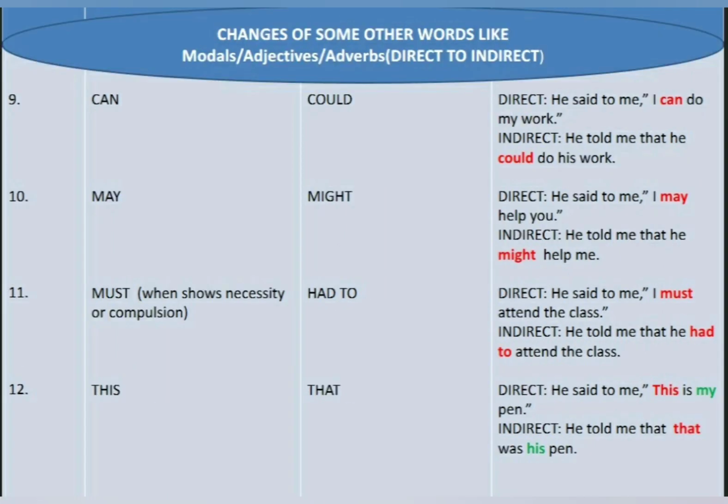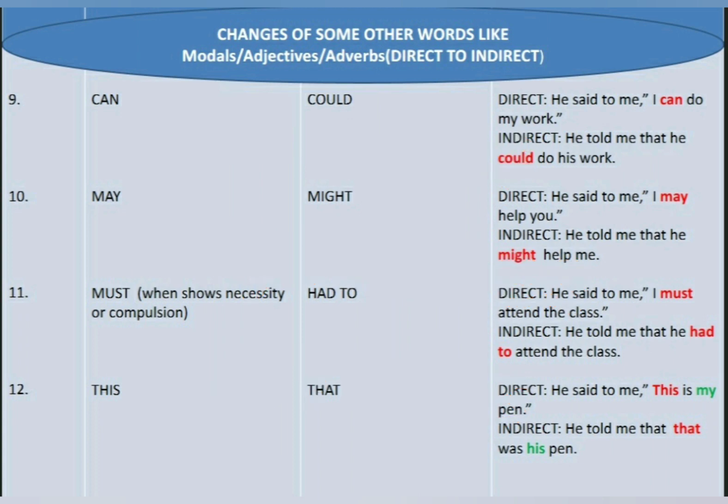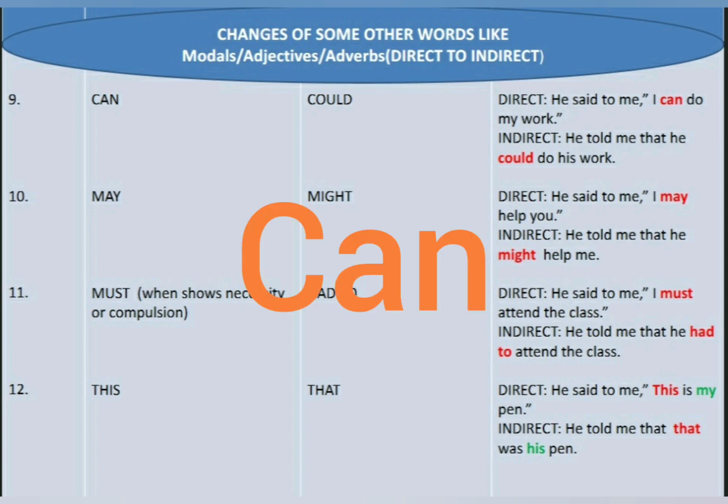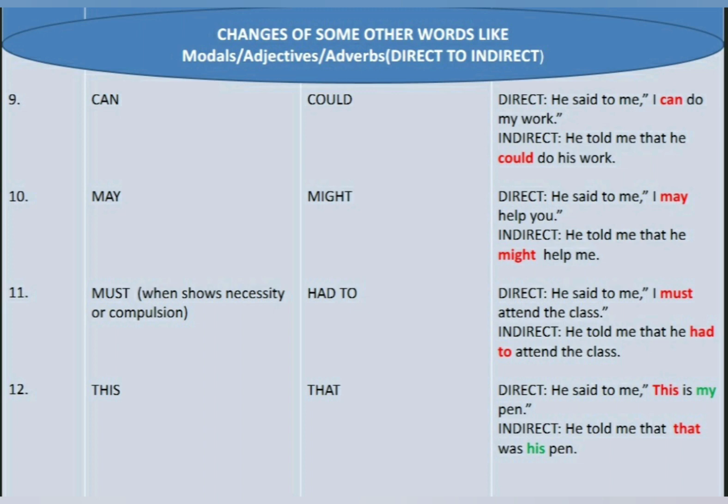Now dear students, other than the verbs, there are many words that are changed when we convert direct speech into indirect speech. These words may be modals, adjectives, adverbs, etc. See 9th point. If can comes in direct speech, it becomes could in indirect speech. See the example. Direct speech. He said to me, I can do my work. Indirect speech. He told me that he could do his work.